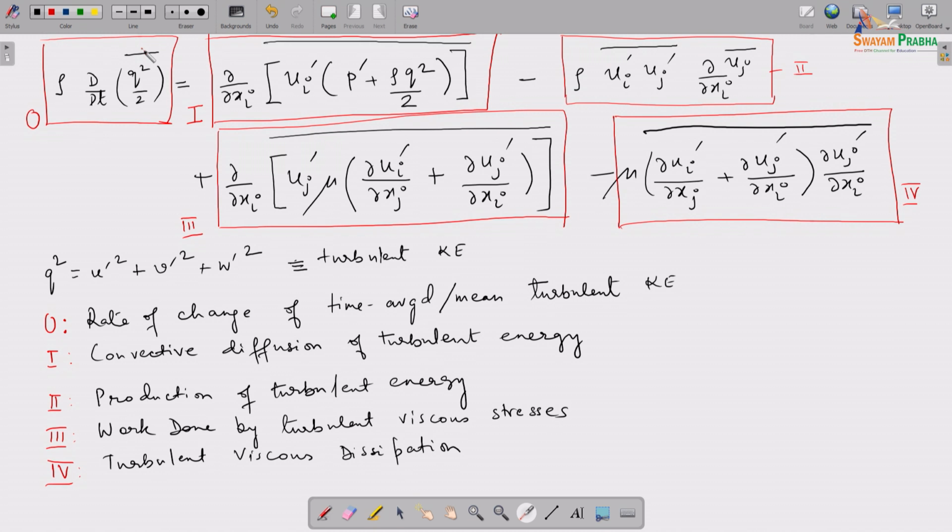The first one being there is a convective diffusion going on here of turbulent energy, there is a production of turbulent energy, there is work done by turbulent viscous forces, and there is also turbulent dissipation. So, that is that really.